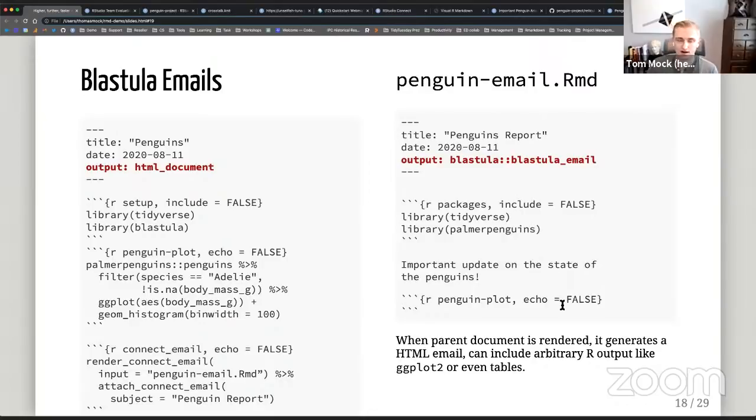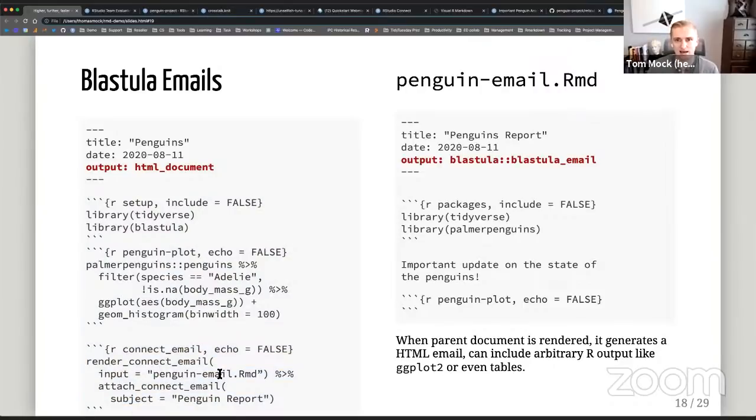Another idea of parent and child documents is blastula. Blastula can be used with things like Gmail, or you can use it with RStudio Connect to send emails. The core idea, and there's a bit more code here, is we're loading some libraries, creating some graphics, and then we have this render email portion.